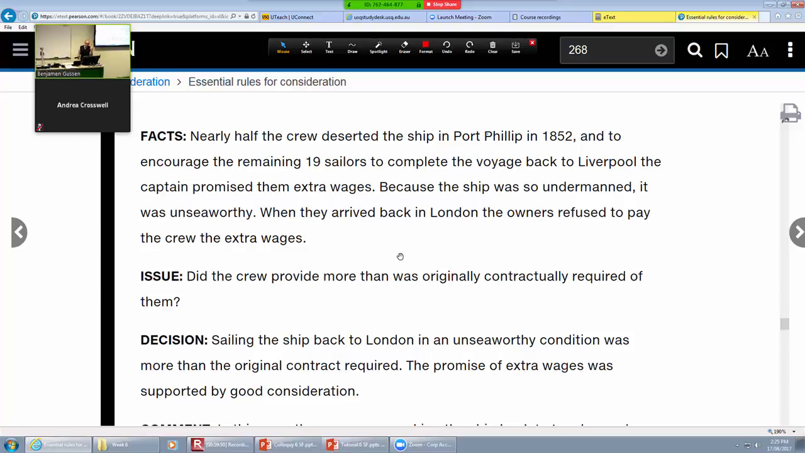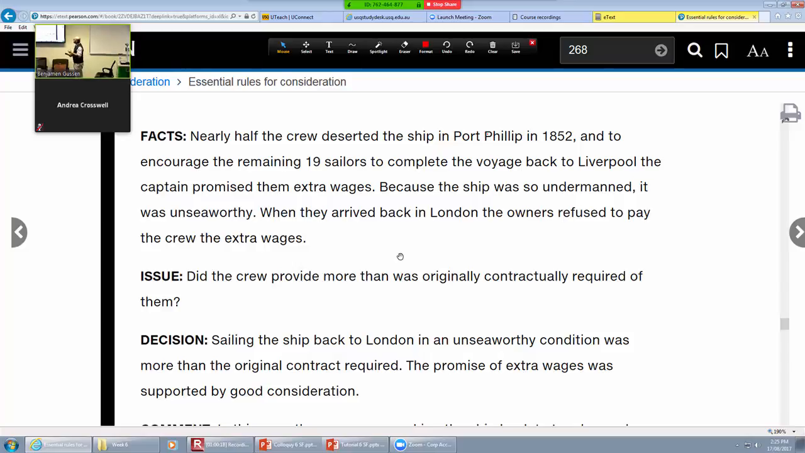But because the ship was so undermanned, it was unseaworthy. Does that say something to you? Yes, it means that if I accept this offer, the promise to pay me extra wages, I have to do something over and above what I have to do on a normal voyage, where there's no increase in risk. You're telling me that this is unseaworthy.